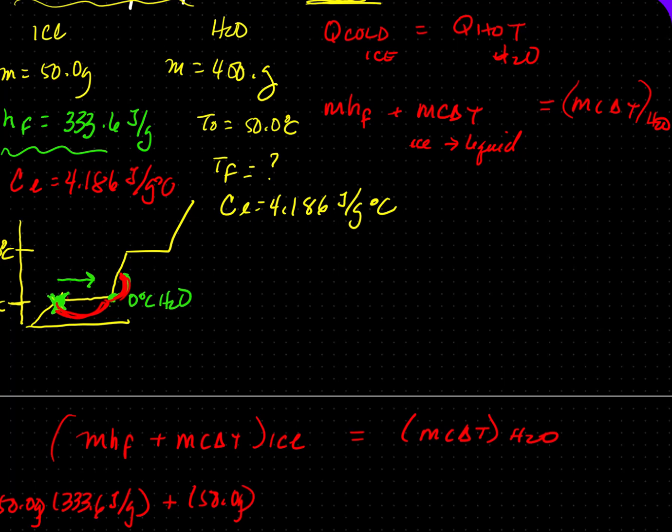The c, after it melts, is no longer the solid state. It's at the liquid state. So the c I will use is 4.186 joules per gram degrees Celsius. Since ice is cold, my delta T is still T final minus T initial. My final temperature, I don't know, we're looking for that, minus the initial temperature. When the ice melts, we are at 0 degrees. So my initial temperature is 0 degrees Celsius.